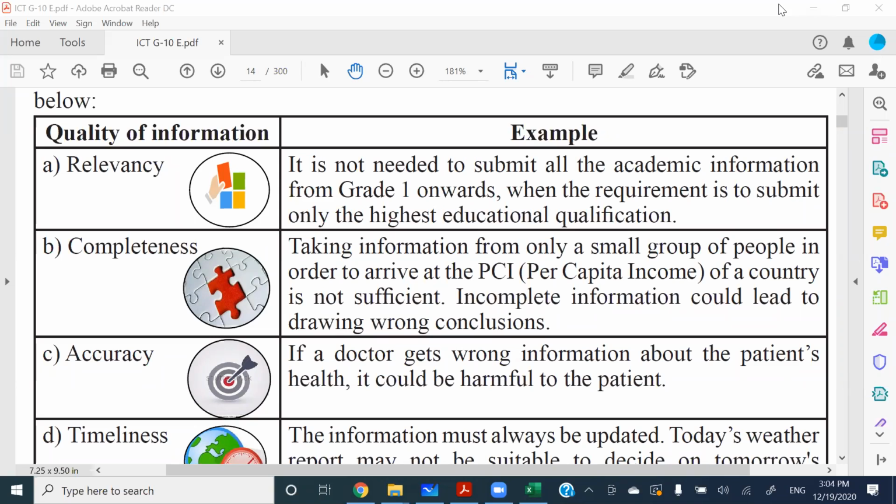So look at your example: taking information from only a small group of people in order to arrive at the PCI, per capita income of a country, is not sufficient. Incomplete information could lead to drawing wrong conclusions.